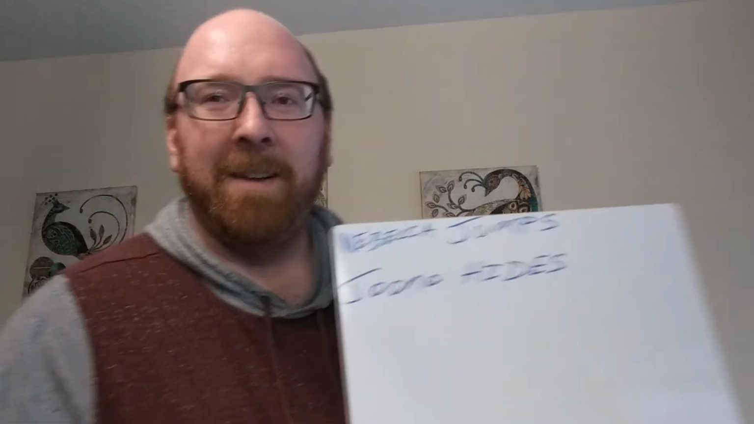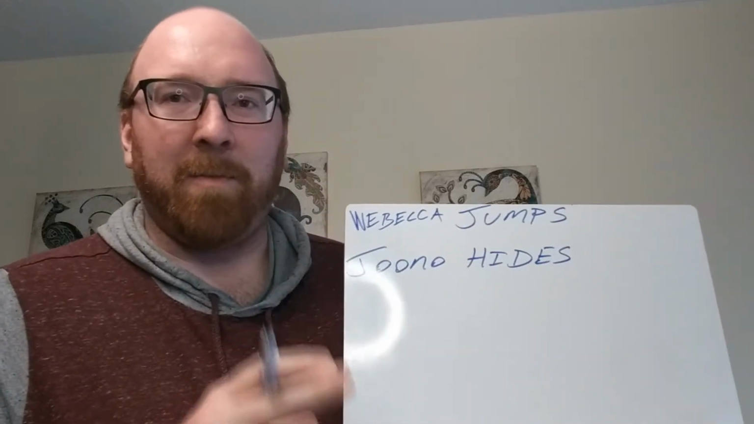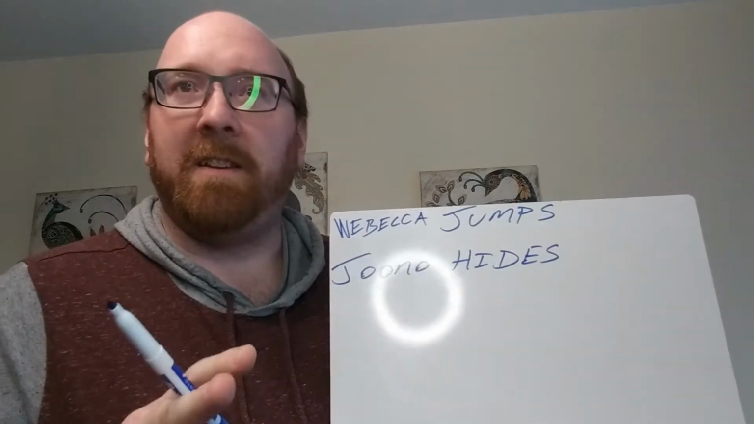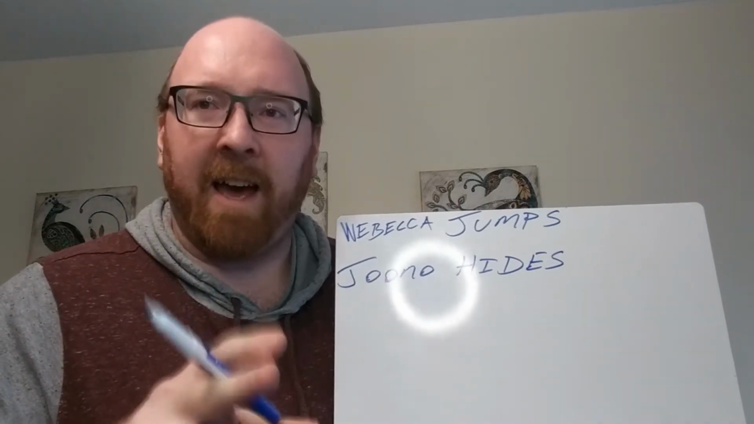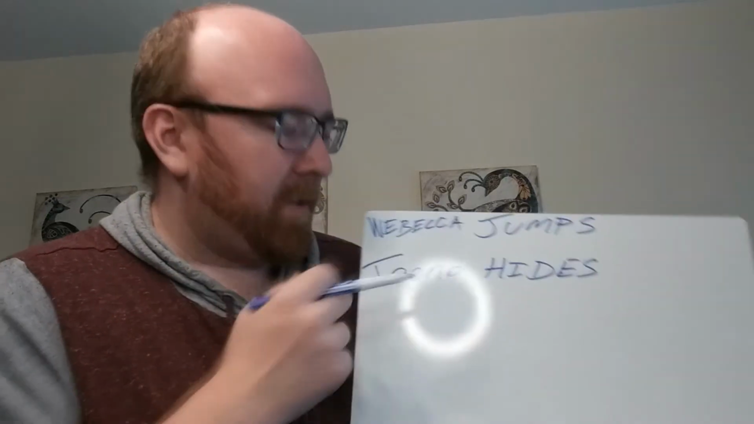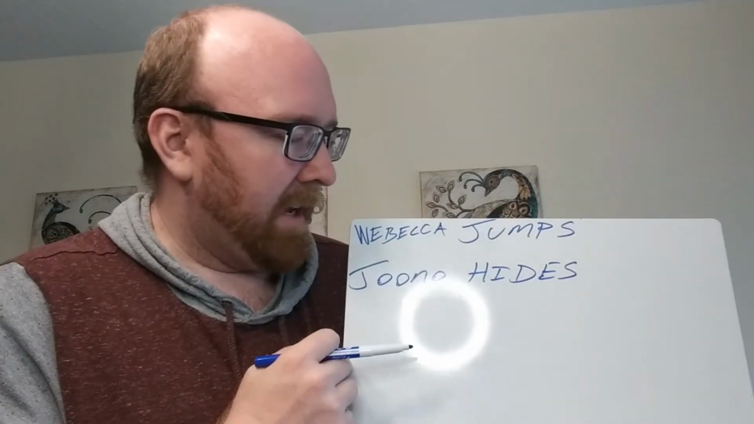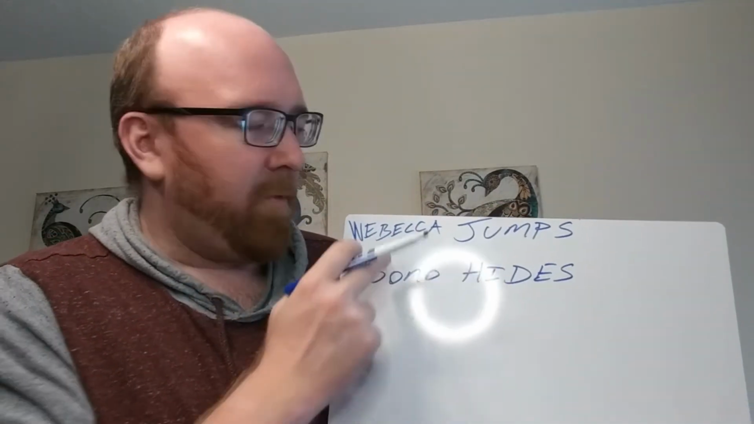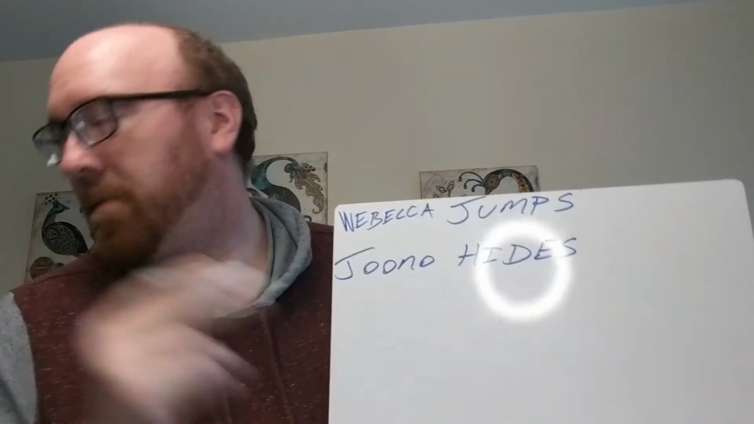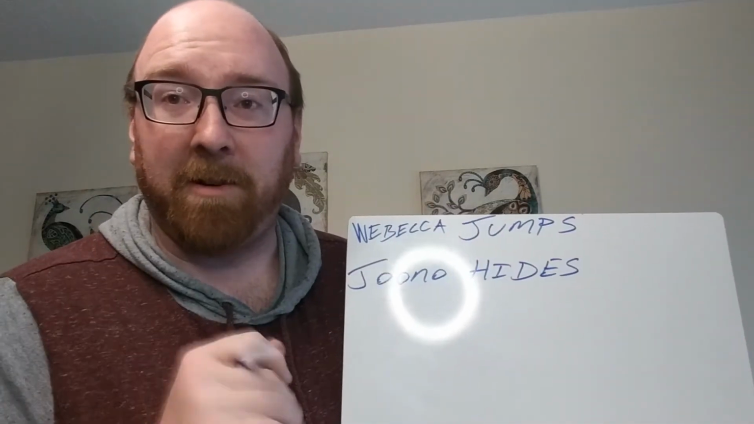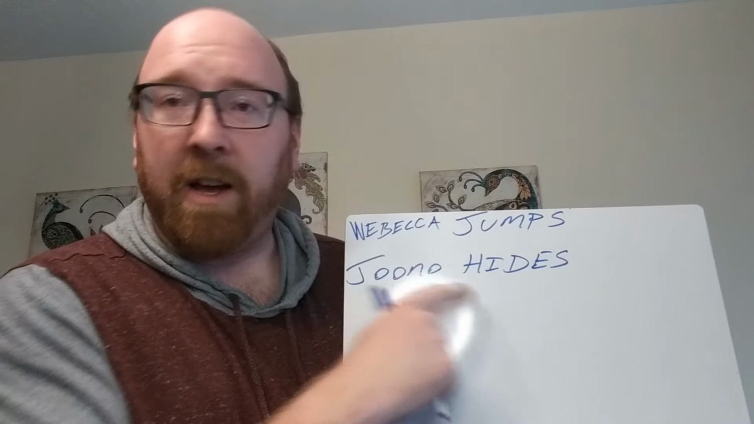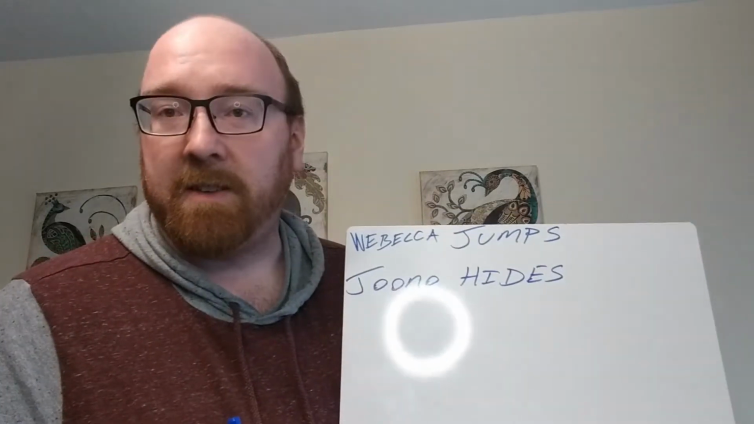Okay, so let's talk a little bit more about infinitives, particularly as adverbs. I've got here two sentences dealing with my two animals. We have Rebecca the cat, who you might be able to hear her necklace jingle. And then we've got Juno the dog, who's right by my feet because he's scared.